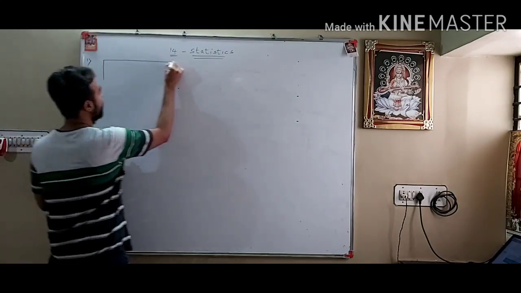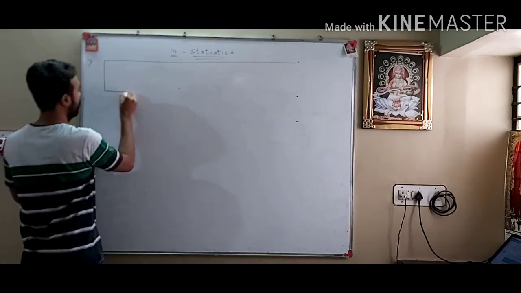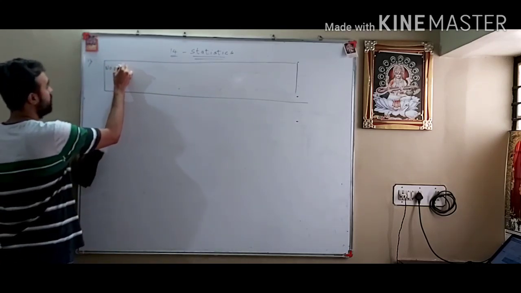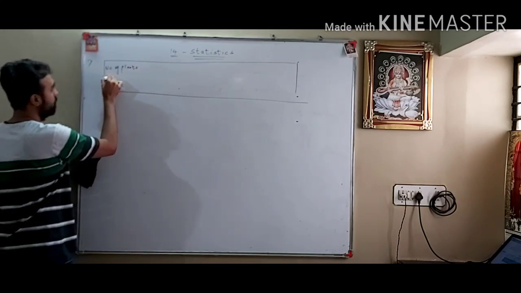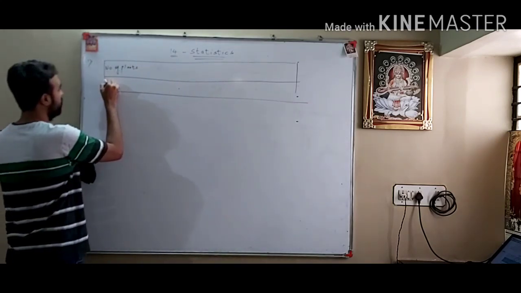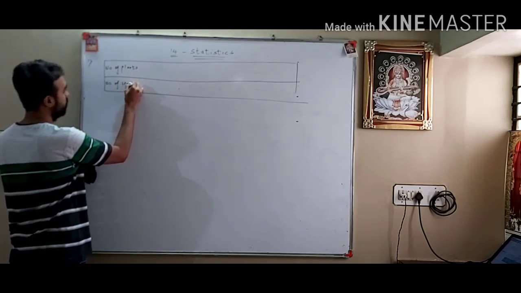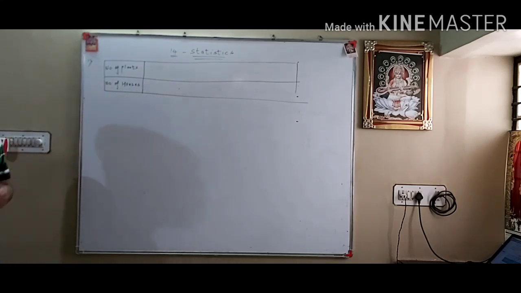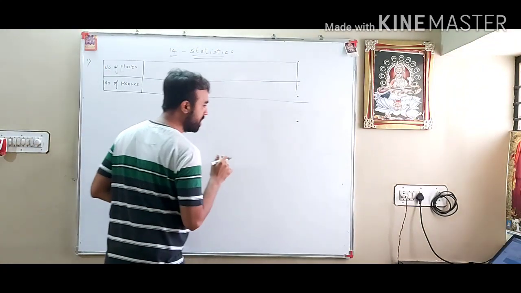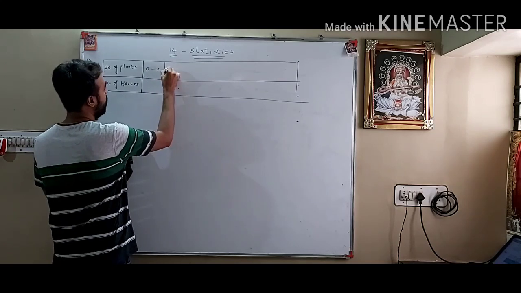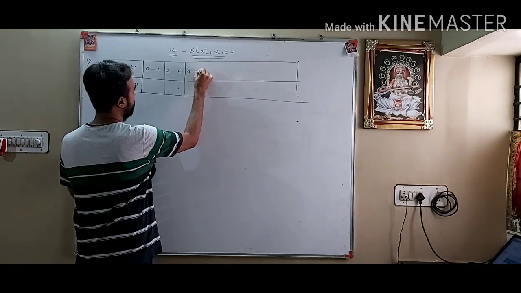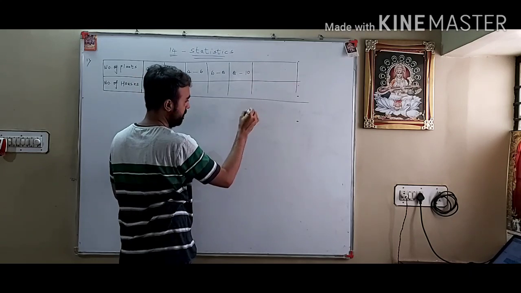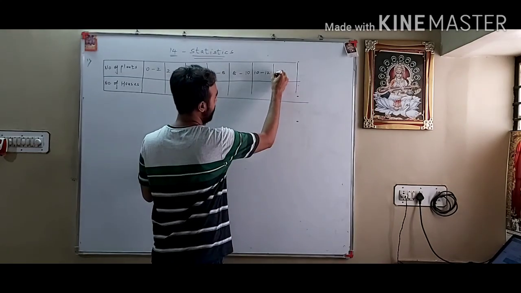In the question, data is given something like this. They have given a small table in the data. There are two rows. First is number of plants. This is the first row. And next is number of houses. Number of plants and number of houses. This I am writing from the question. Then I'll start the solution. Okay? For number of plants, they are giving groups: the first group is 0 to 2, the second group is 2 to 4, the third group is 4 to 6, next is 6 to 8, next is 8 to 10, next is 10 to 12, and the last one is 12 to 14.